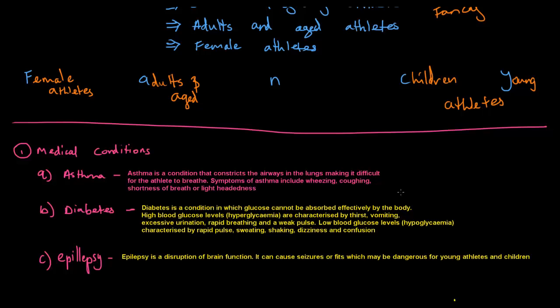Now, sometimes asthma attacks can be really dangerous, and for children especially, there has to be something we do to account for these attacks and asthma itself when people are playing sports and are children or young athletes. So, some symptoms of asthma include wheezing, coughing, shortness of breath, or lightheadedness. Now, for asthma, we need to know how we can actually help reduce the risks for children who have asthma while they're playing sports.